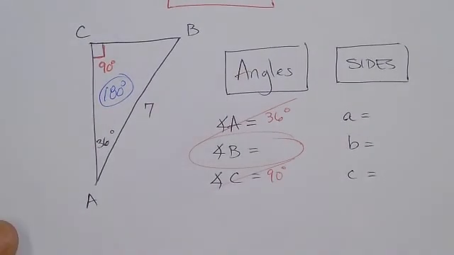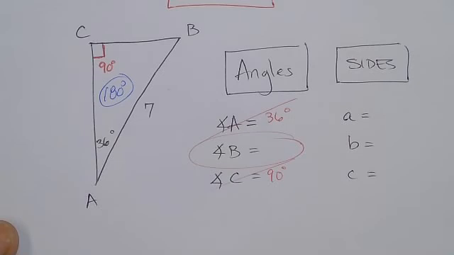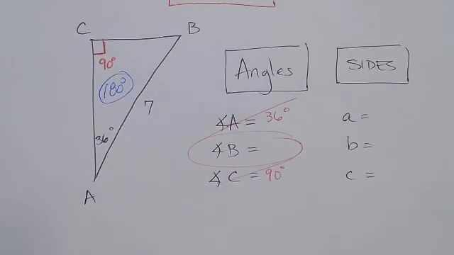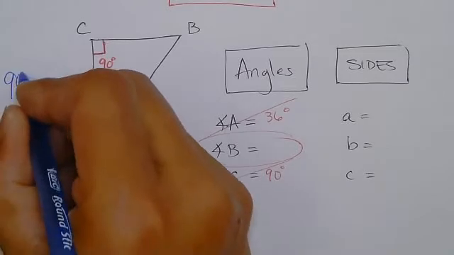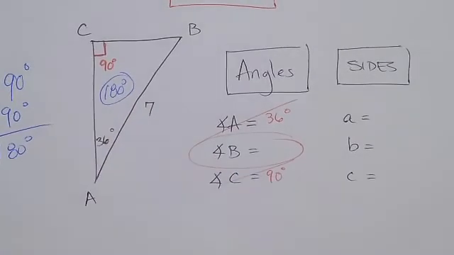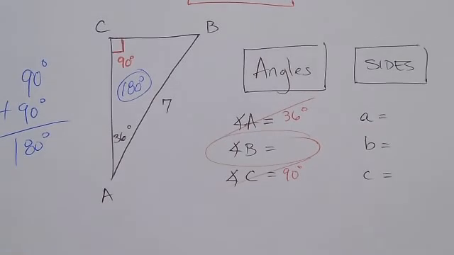But what is it, David? 54 for side B. You got 54 already? Okay, see, this one's going to be easy, right? Yes, it's true, all these have to add up to 180, but I'm going to show you an easier way. Does everybody agree that 90 plus 90 is 180? Does everybody agree with that? Yeah.